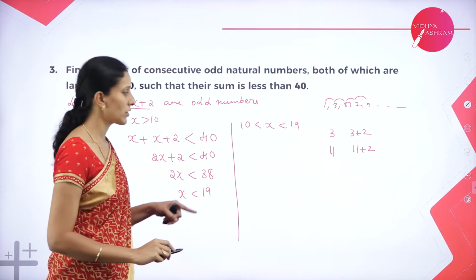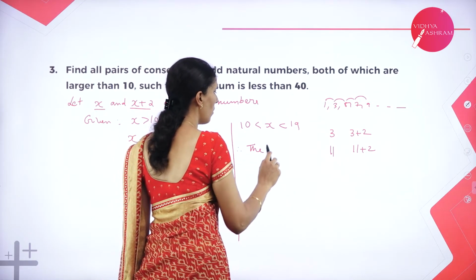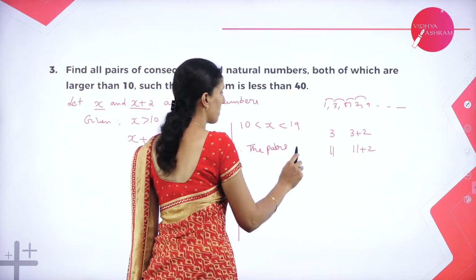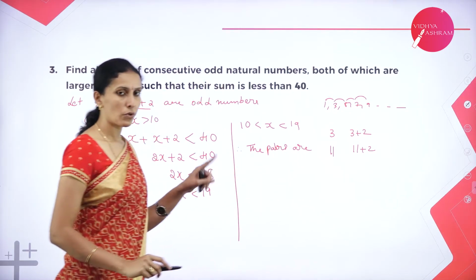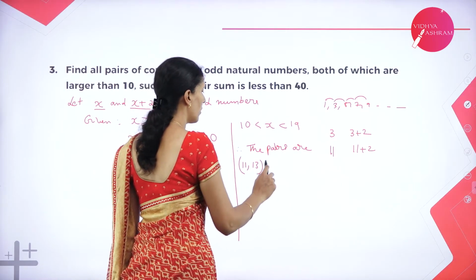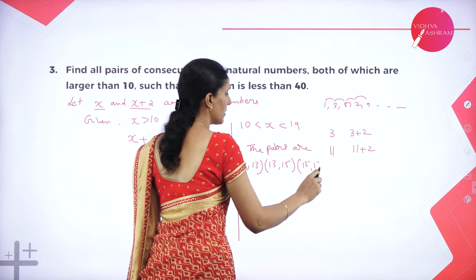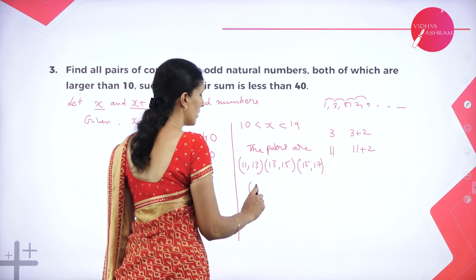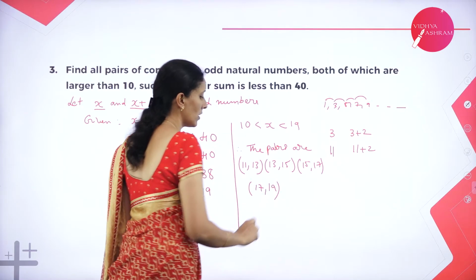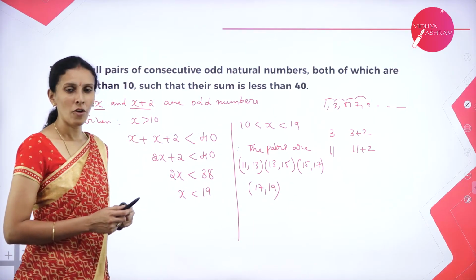So how many pairs can we frame? The pairs may be in this form: x and x plus 2 can take 11, 13 or 13, 15 or 15, 17 or 17, 19. So these are the possible pairs whose sum will be less than 40.